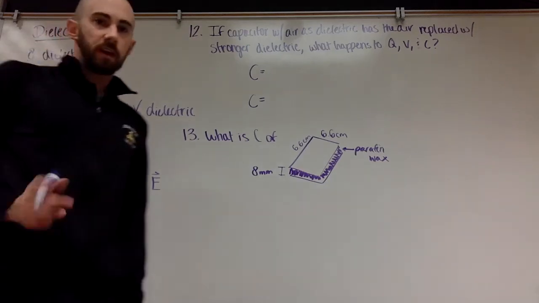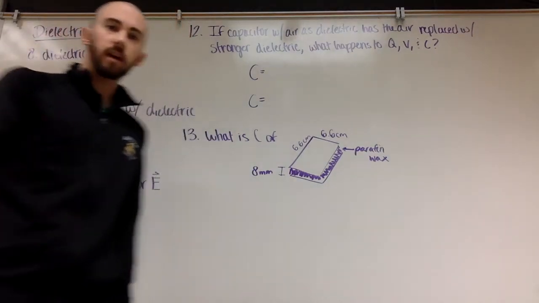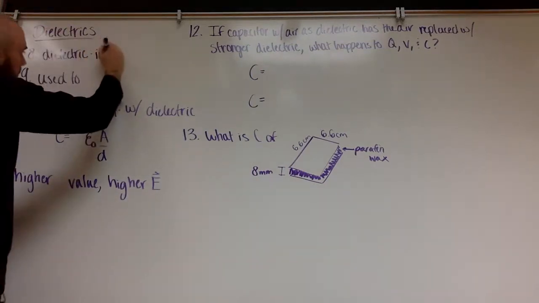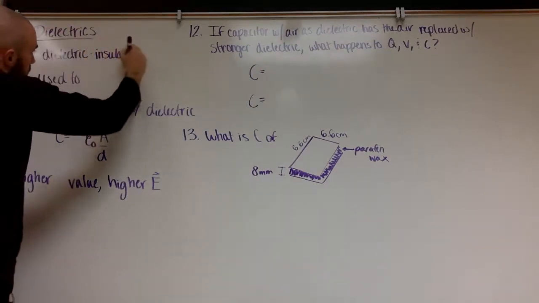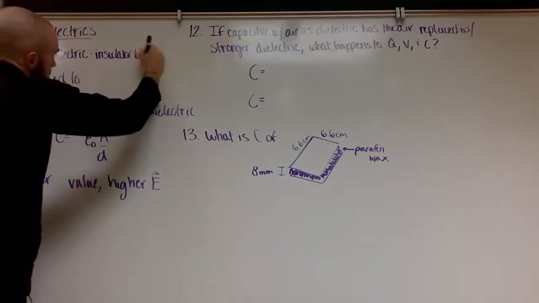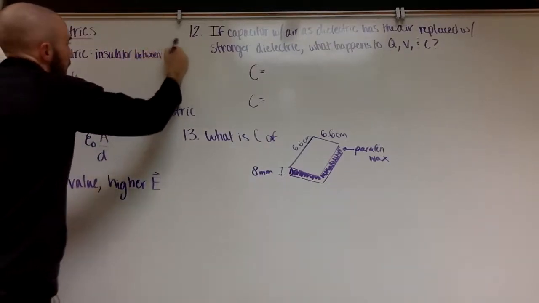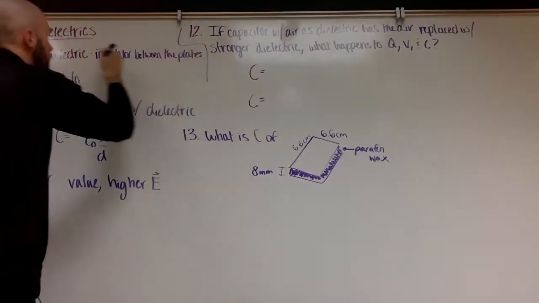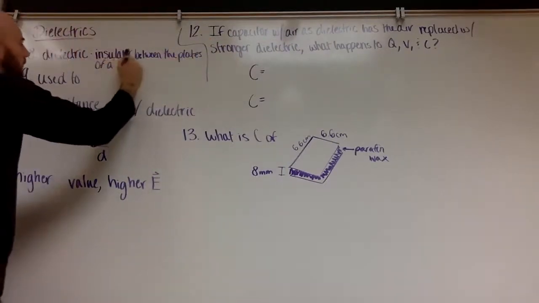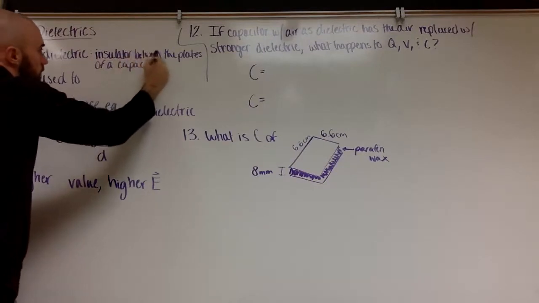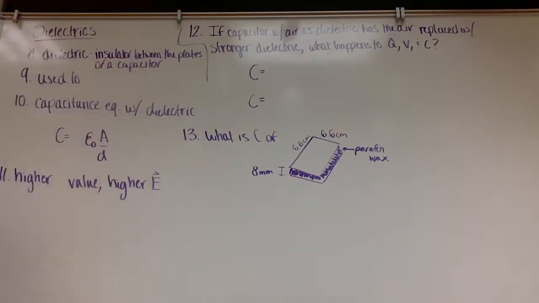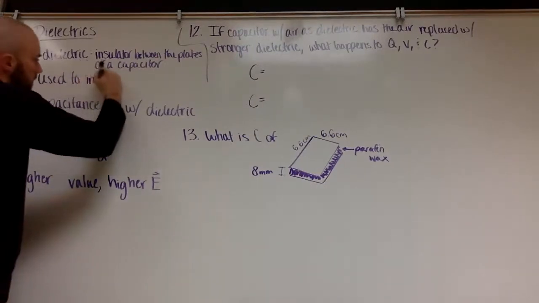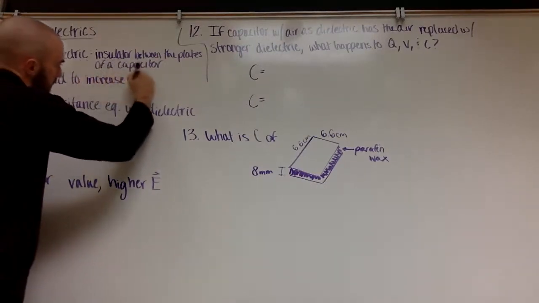All right, like I alluded to at the end of the last one, we're going to talk about dielectrics this time. Let's start off by defining it. So a dielectric is the insulator between the plates of a capacitor. And what are they used to do? They're used to increase capacitance.